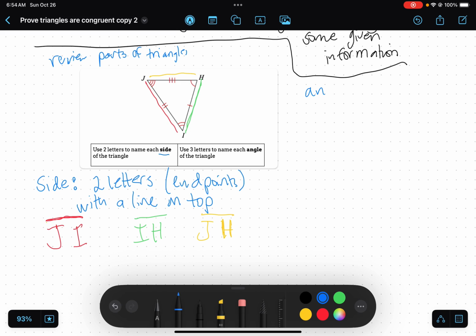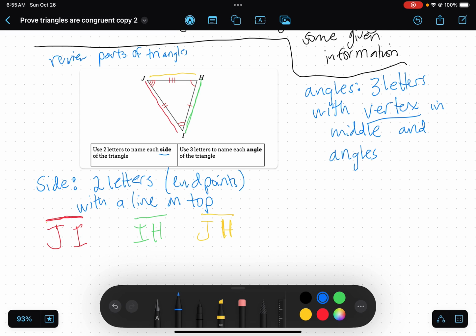Okay, so how do I name an angle? You're going to use three letters with the vertex in the middle, and an angle symbol in front. The angle symbol is this little sideways V. So how do I name these angles? Let's color code it again. Let's say I want to name this angle here.